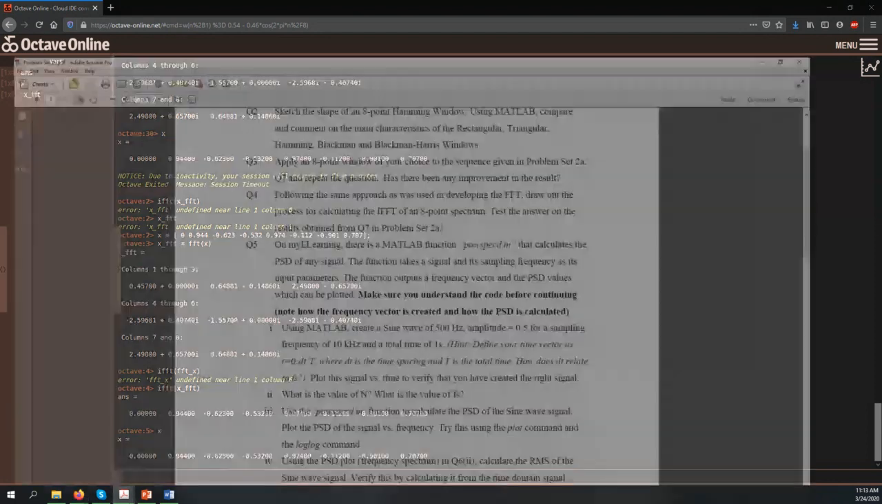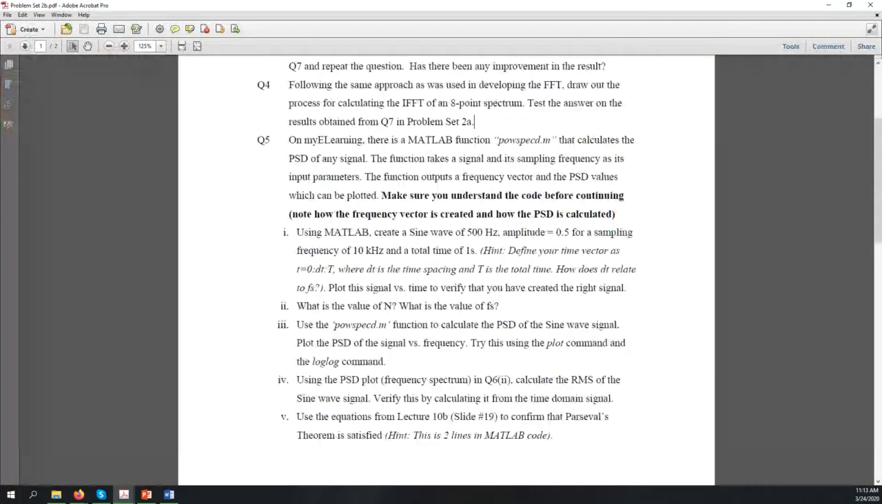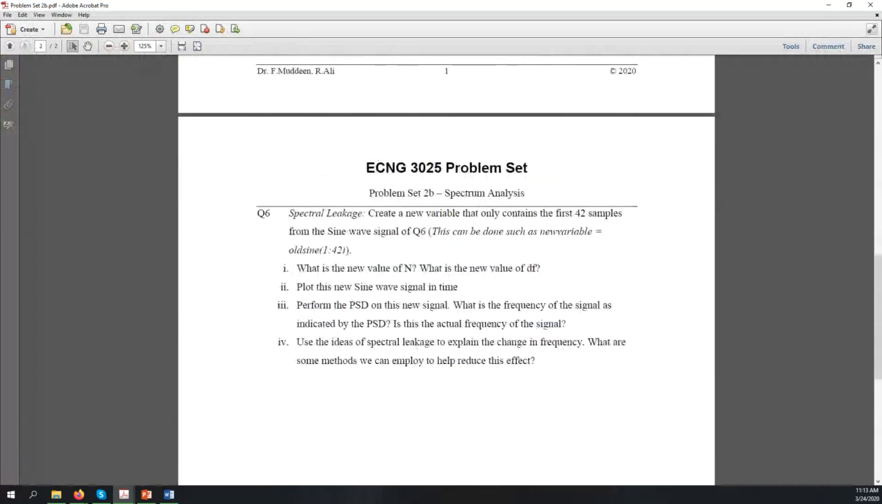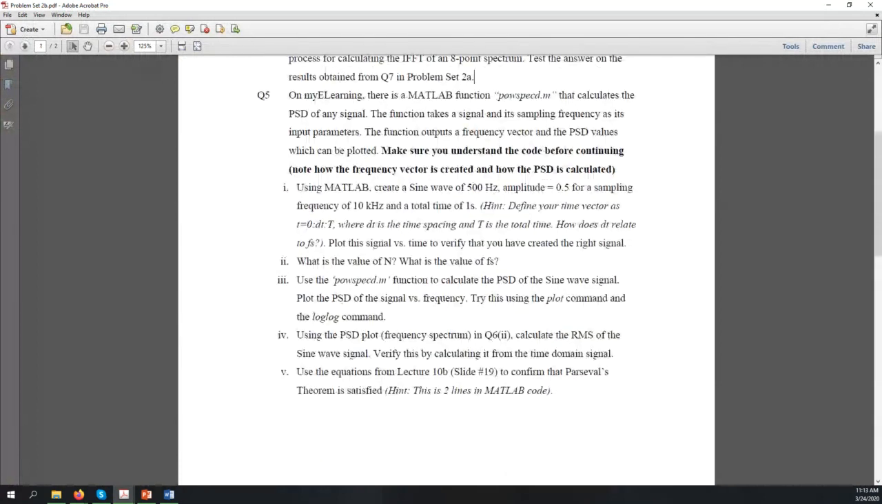Alright. And then question 5 and question 6 were basically just to use the PowerSpec-D MATLAB file that was provided on myELearning, and just to observe how the signals will be manipulated, and how you can observe the power spectral density as well.